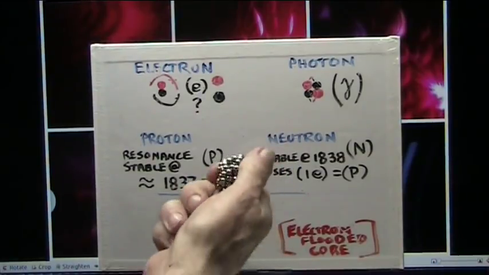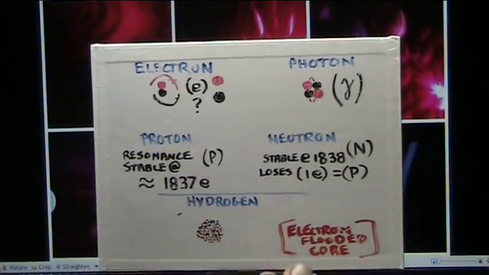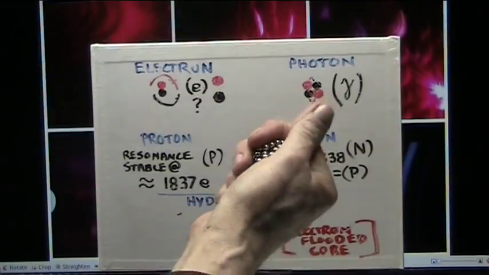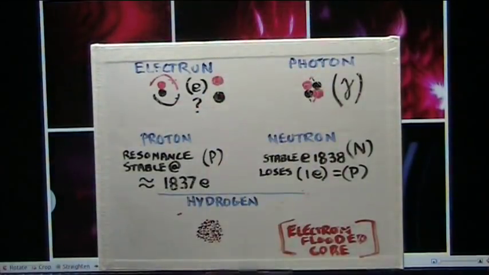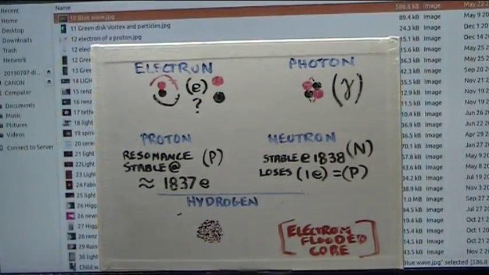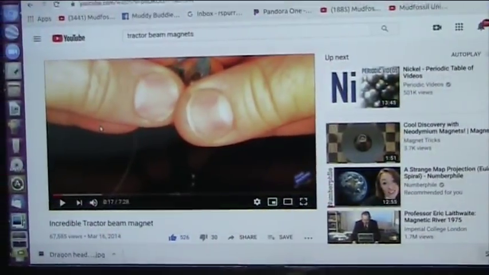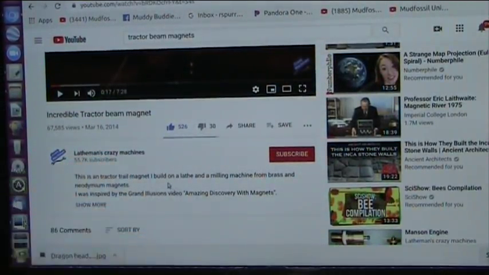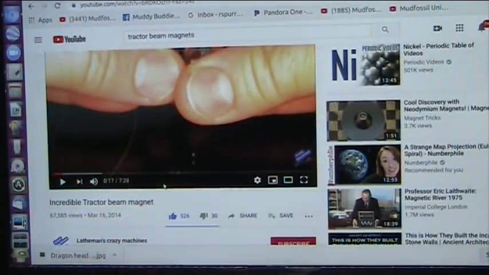And I'm going to build a core right now. I'm going to show you using toys. Vibration, magnetism, things that I can prove to you just by toys. I'll show you right now. Okay, my friends, this is Latham's Crazy Machines. Incredible tractor beam magnet.